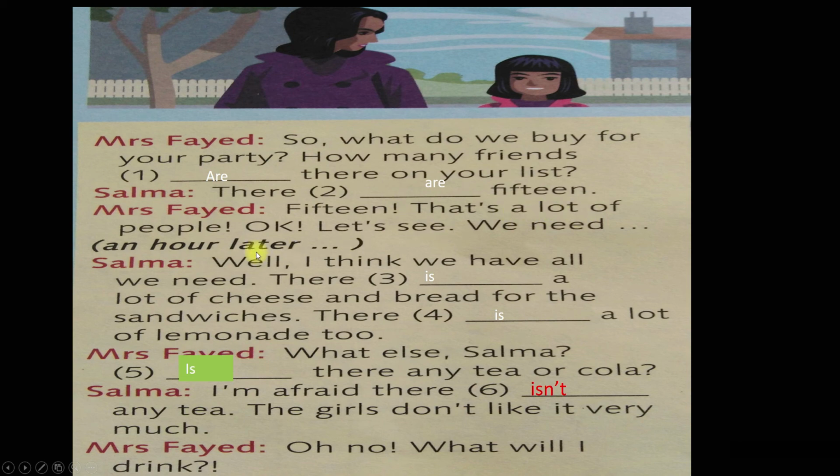15, that's a lot of people. Okay, let's see. We need an hour later. Salma, well, I think we have all we need. There is a lot of cheese and bread for the sandwiches. There is a lot of lemonade.